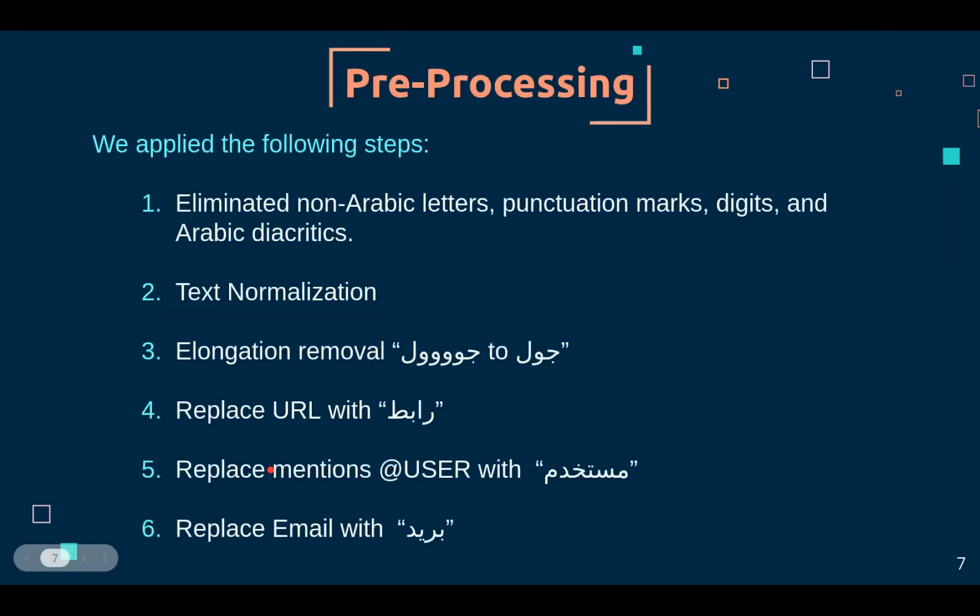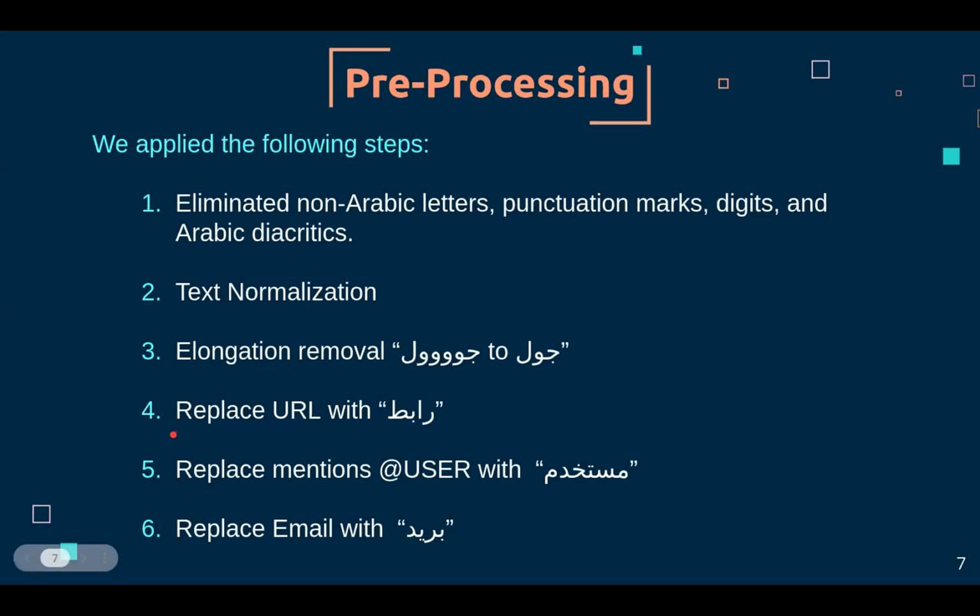First of all, we did some pre-processing for the text, like eliminating non-Arabic letters, punctuation marks, digits, and Arabic diacritics, and normalizing some characters like alif and ya. We also removed elongation, where a character is frequently repeated in the middle of a word, because the tokenization process is affected by this problem, and the sequence length may increase the runtime.